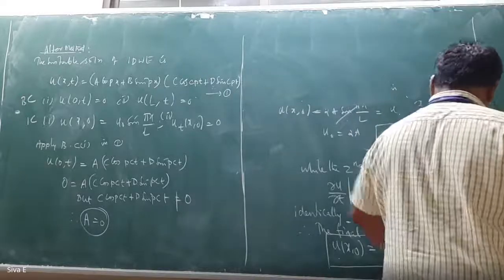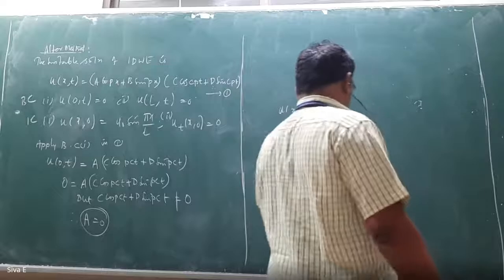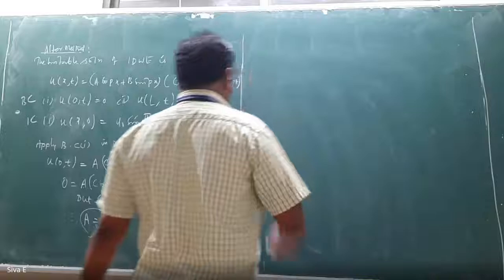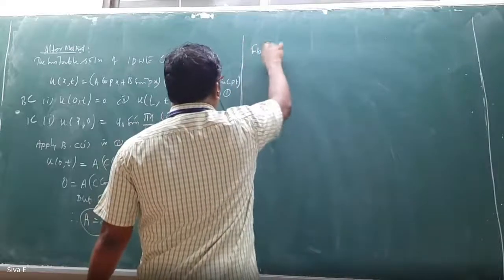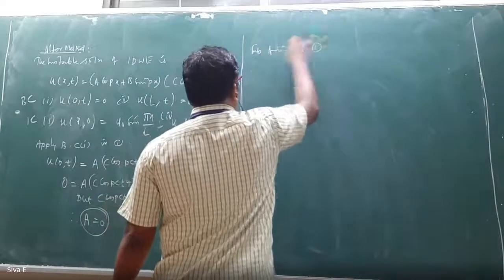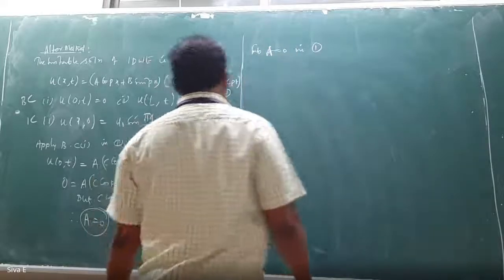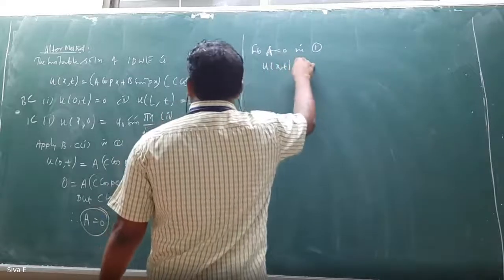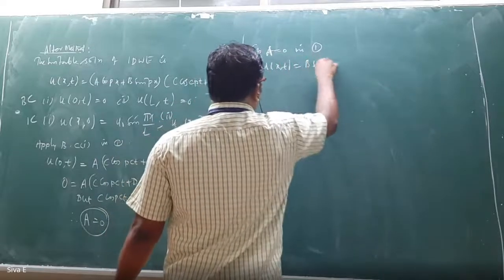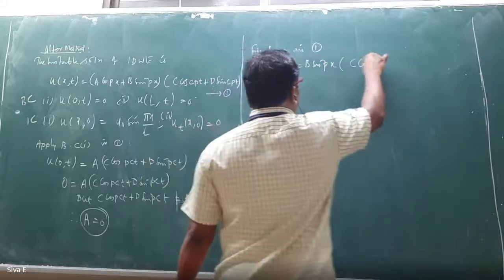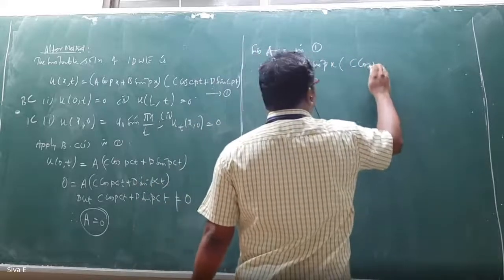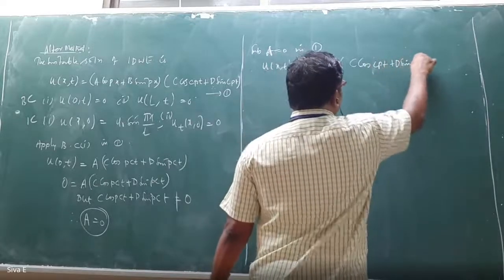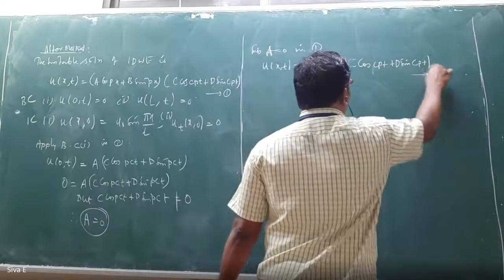If A equal to 0, then what happens to equation 1? Substituting A equal to 0 in 1, we get u(x, t) = B sin px (C cos cpt plus D sin cpt). This is equation number 2.